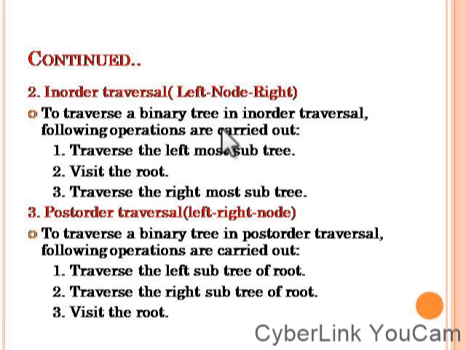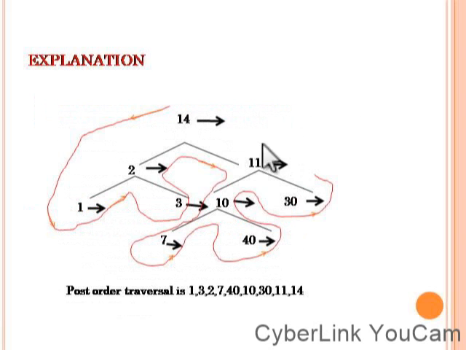Lastly we are discussing the postorder traversal, left, right, node. To traverse the binary tree in the postorder traversal, the following operations are carried out. First traverse the left subtree of the root, then traverse the right subtree of the root, then visit the root.